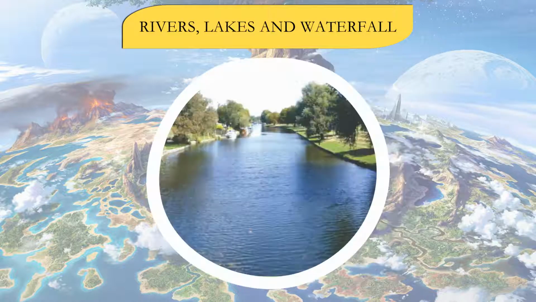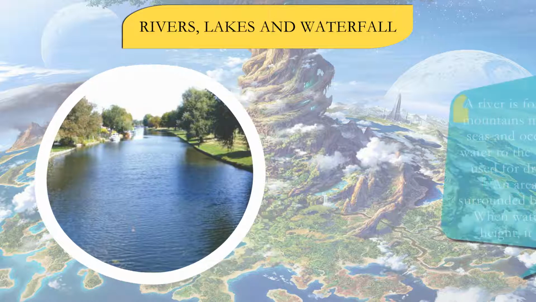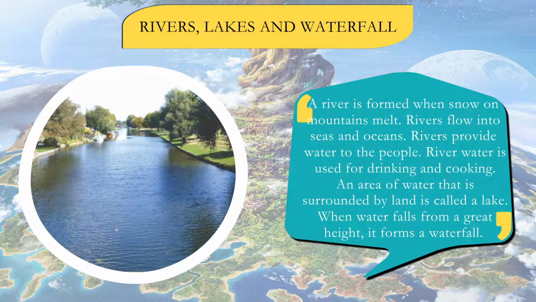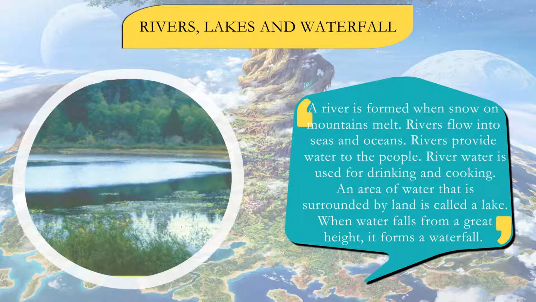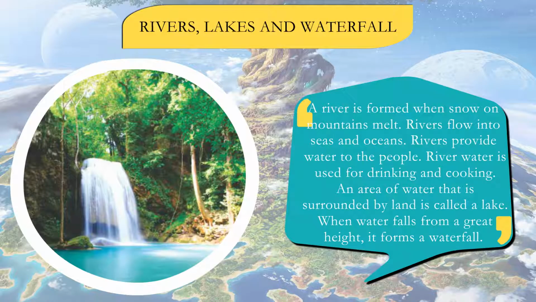Rivers, lakes, and waterfall. A river is formed when snow on mountains melts. Rivers flow into seas and oceans. Rivers provide water to the people. River water is used for drinking and cooking. An area of water that is surrounded by land is called a lake. When water falls from a great height, it forms a waterfall.